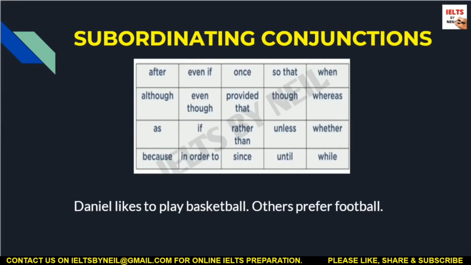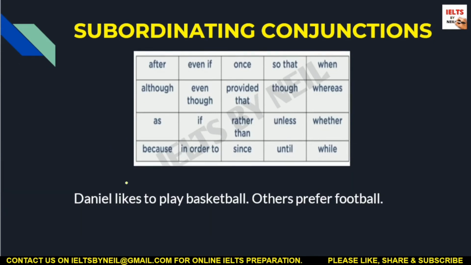So let's take an example with a subordinating conjunction. So these two sentences are given. Daniel likes to play basketball. This is the first simple sentence. Others prefer football. Second simple sentence. So as we have done before, if you want to make a complex sentence and a compound sentence, we have to do two things. For a compound sentence, we simply add connectors like but, okay, that we have discussed before.